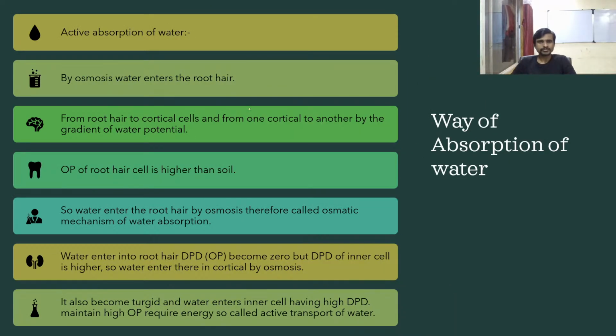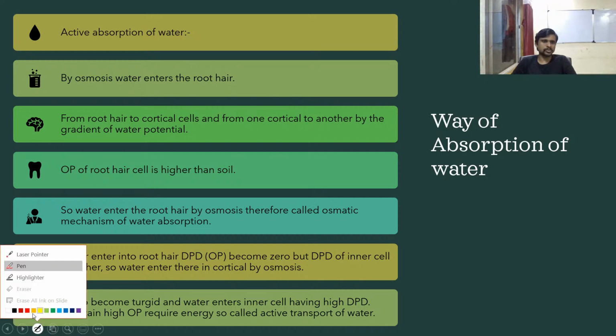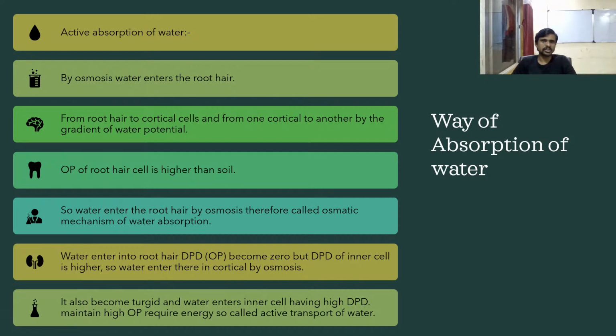So now let's see the second way of absorption of water, which is active transport. Okay, so here is your active absorption. Active absorption always requires ATP to complete. So guys, here what happens is, by osmosis water enters the root hair. So here is your root hair, and water is now moving inside the root hair because of osmosis.